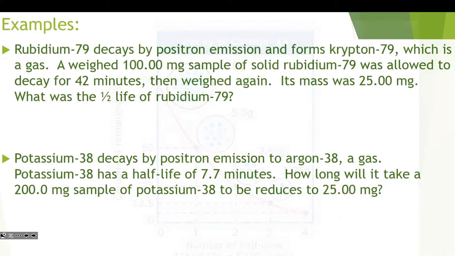Okay? So, here we're going to do an example. Rubidium-79 decays by positron emission and forms krypton-79. And we could write that out as an equation, but we're not going to do that right now. We're working on this other stuff. So, we weighed 100 milligrams. That's A0, the beginning amount. A sample of solid rubidium was allowed to decay for 42 minutes. This is our total time.